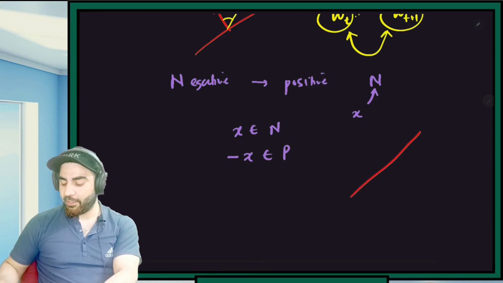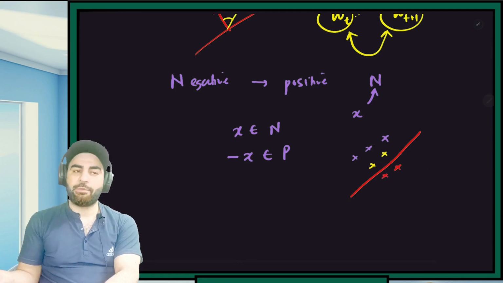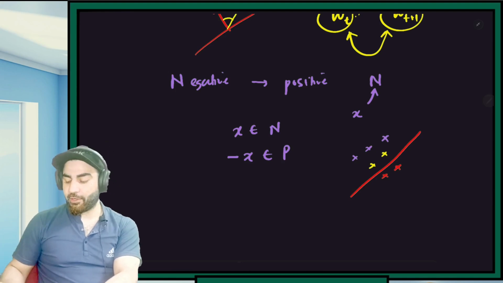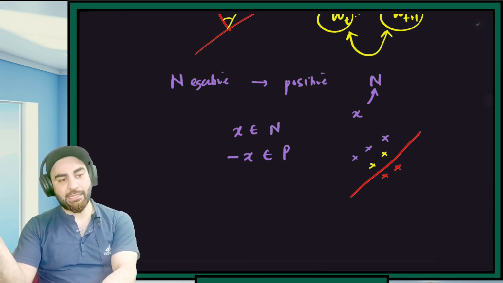So you have this plane. Let's suppose these were the positive points and these were the negative points. This was a negative point and this was a negative point. If I take minus x, probably it will be here and here. So I'm just flipping this, taking the converse of this. That means if it was initially in the negative class, now it will be in the positive class.